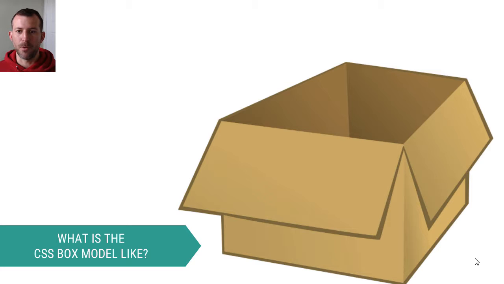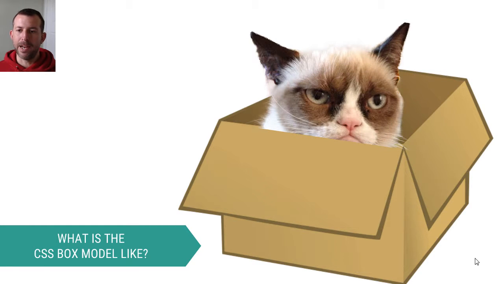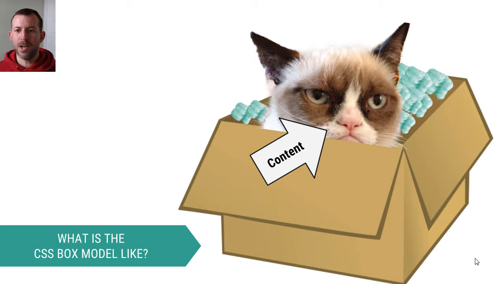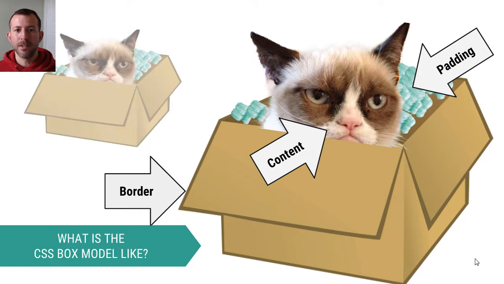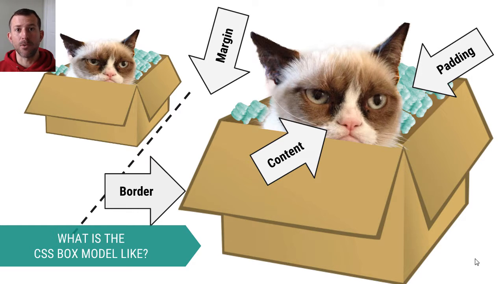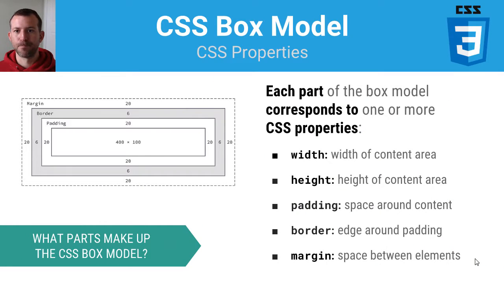So I have a little analogy here for you. Let's say I had a box and I had Grumpy Cat in it. That is my content. Now if I put some packing peanuts around Grumpy Cat, that becomes my padding. Okay, remember the padding is the area, the optional area between the content and the border. You can think of, in this case, the box as being sort of like a border around Grumpy Cat and his padding. And then let's say we had another Grumpy Cat that we were packaging. The space between Grumpy Cat 1 and Grumpy Cat 2 would be thought of as the margin. Okay, so this is our CSS Box Model Grumpy Cat style.